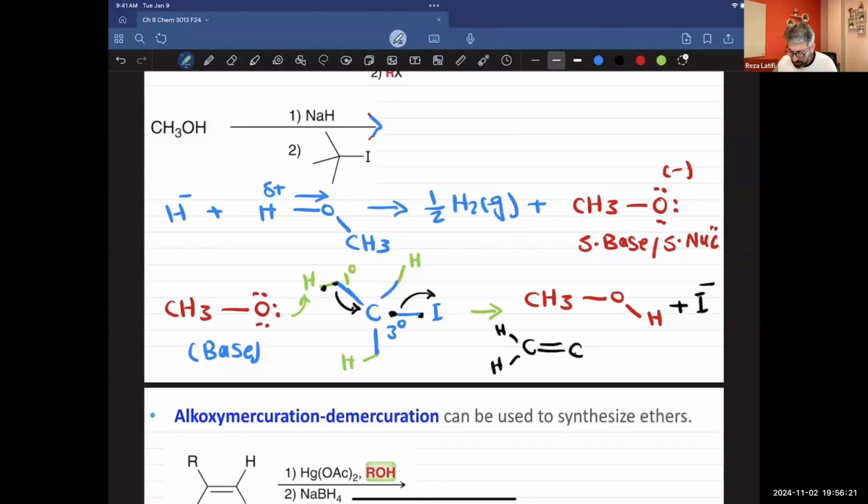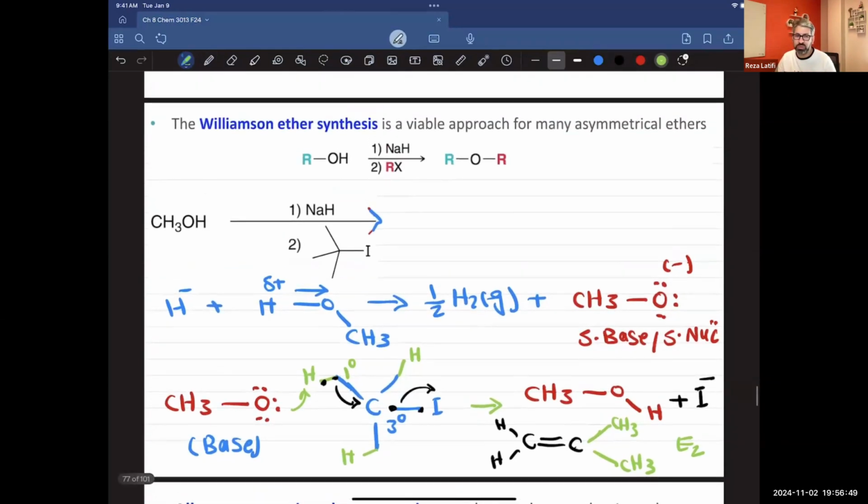Now our central carbon is still attached to 2 more carbons. So we got the double bond. Okay, and those are CH3, CH3. So instead of getting ether, we got an elimination product. The reaction went through the E2 mechanism. And again, our nucleophile behaved as a base, and we got methanol instead of ether. So this reaction failed to give us ether.